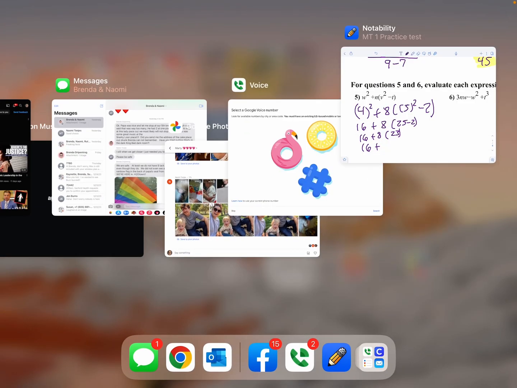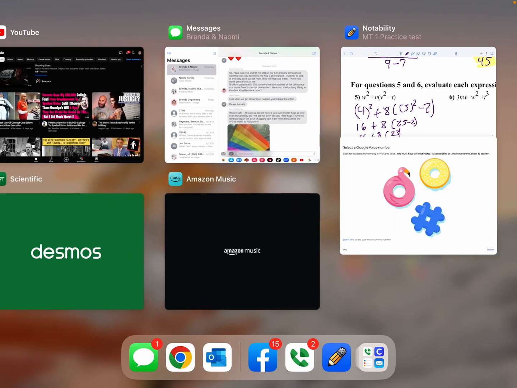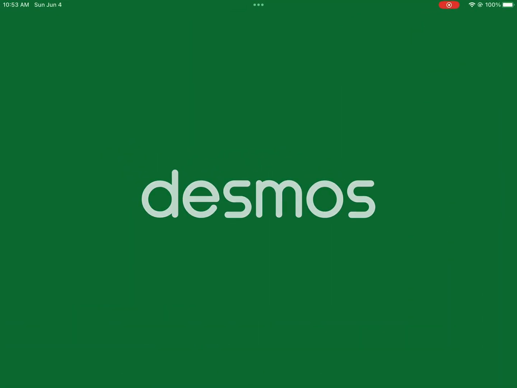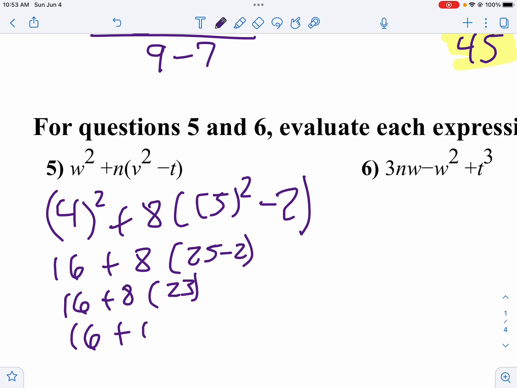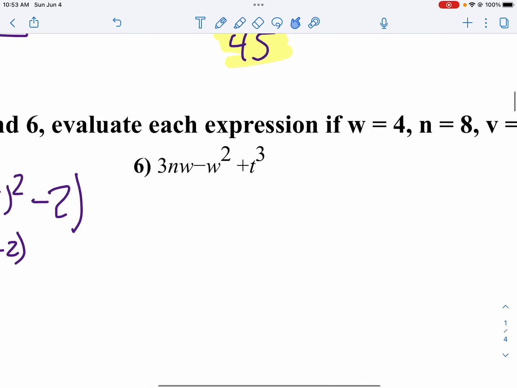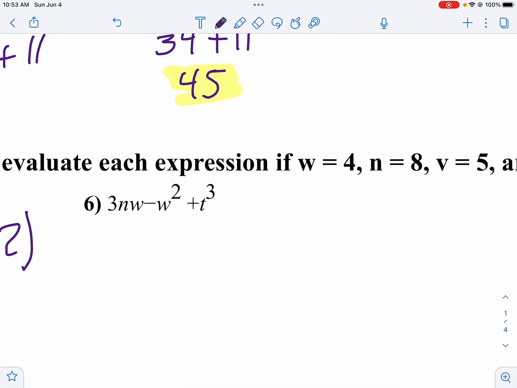8 times 23, I should be able to do that in my head, but I'll use a calculator just to double check. Because 23 times 8 is 184. So plus 184, 16 plus 184 is 200 is what we should get for that question. Let's take a look at number 6. We're going to kind of do the same thing. I'm going to switch pen colors so I hopefully don't get confused with question number 5.